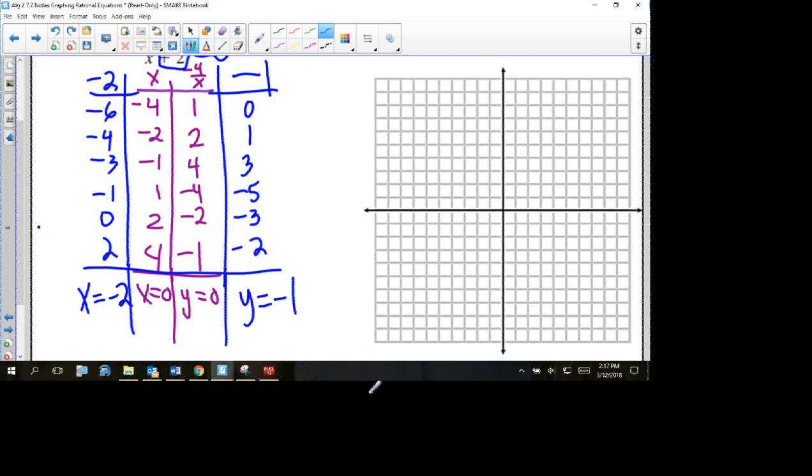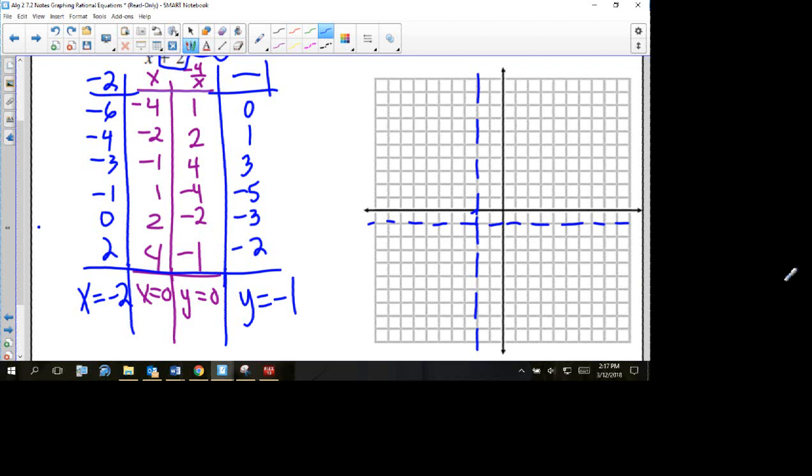So we graph x equals -2. X equals -2 is every ordered pair where the x value is -2. If I go find x equals -2 on the x-axis, what kind of line is it going to be? Vertical. And then y equals -1, you go find y on the y-axis, and then you make it horizontal so that every single y value is -1. Those are the asymptotes. Yes, you do need to graph those.